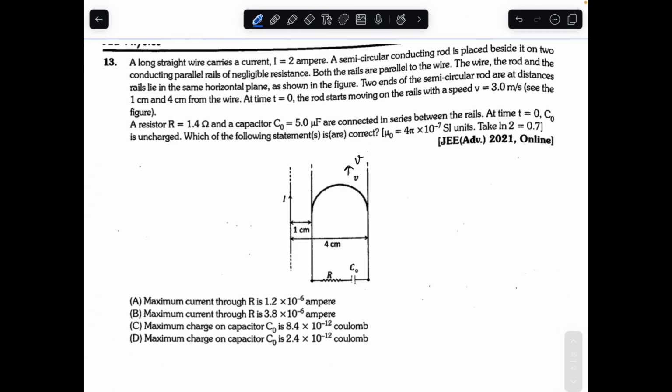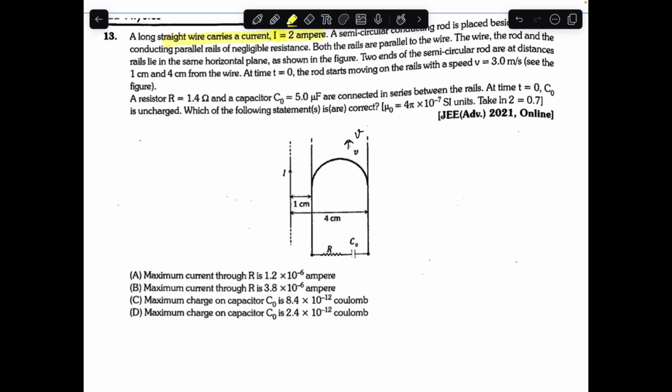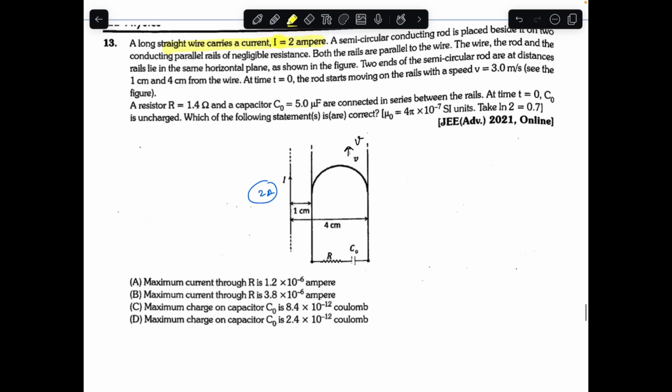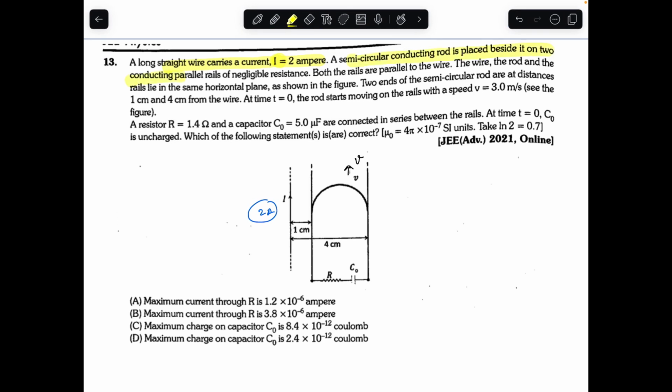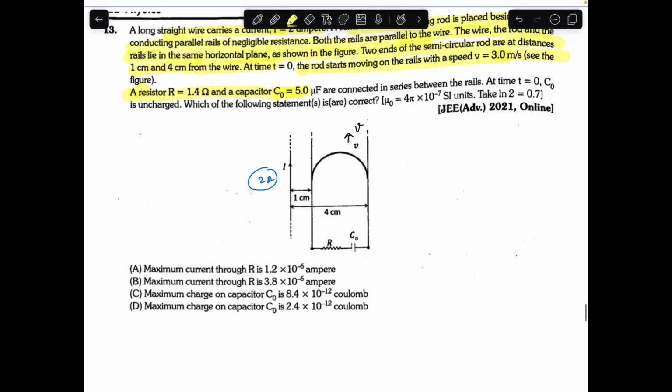Okay. Question number 13. A long straight wire carries I equal to 2 ampere. Here I equal to 2 ampere, straight wire. A semicircular conducting rod is placed beside the conducting parallel rails of negligible resistance. Both the rails are parallel to the wire, and the rod and the rails are in the same horizontal plane as shown in the figure. Two ends of the semicircular rod are at a distance 1 and 4. Rod starts moving with 3 meter per second. Resistance is there, capacitor is there. So basically an RC circuit.